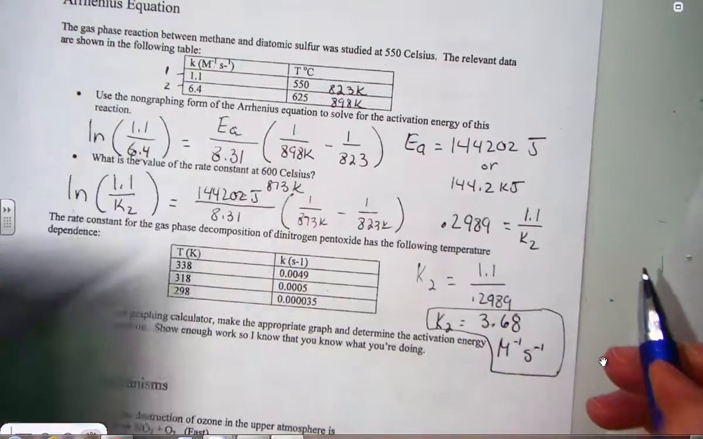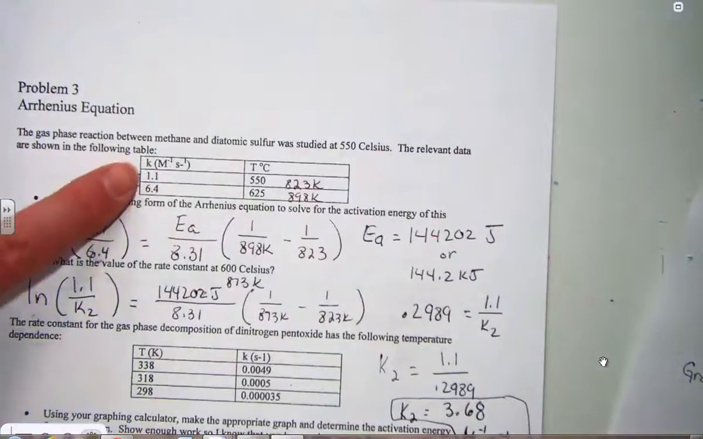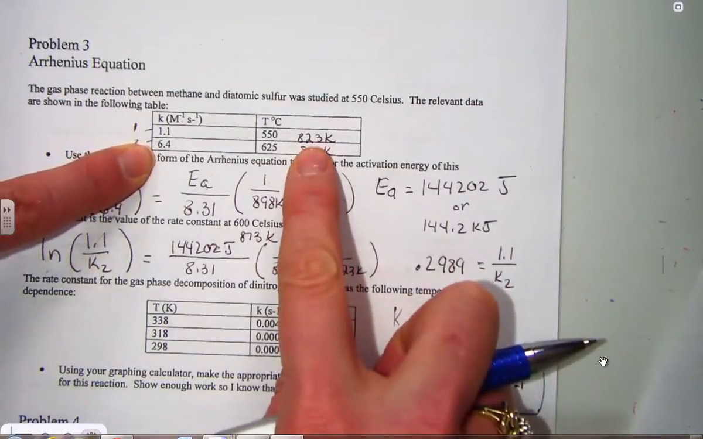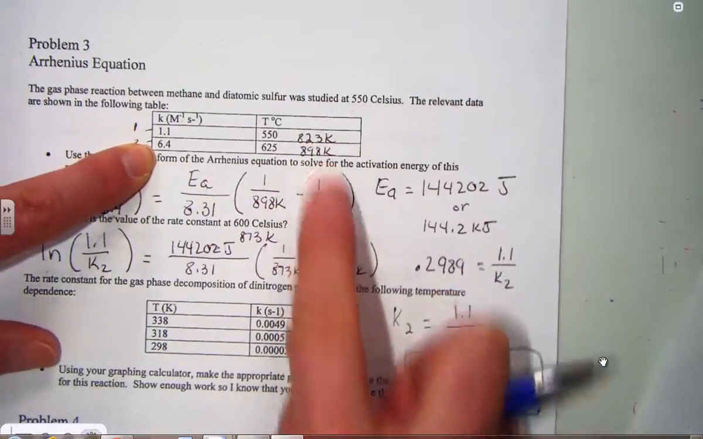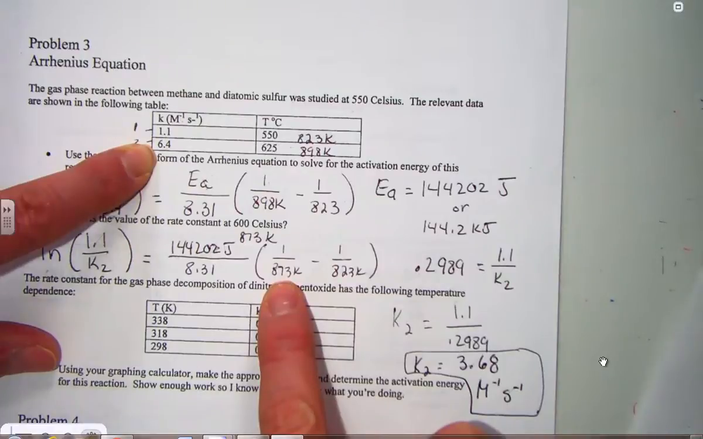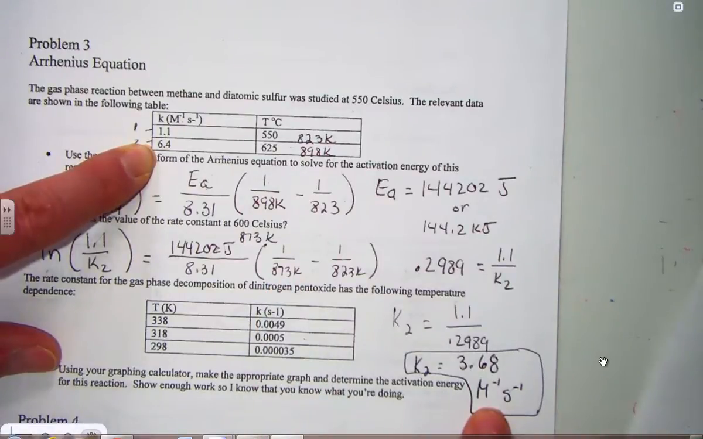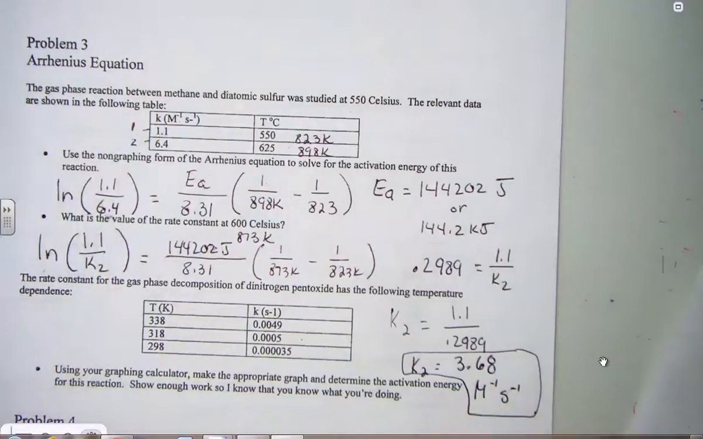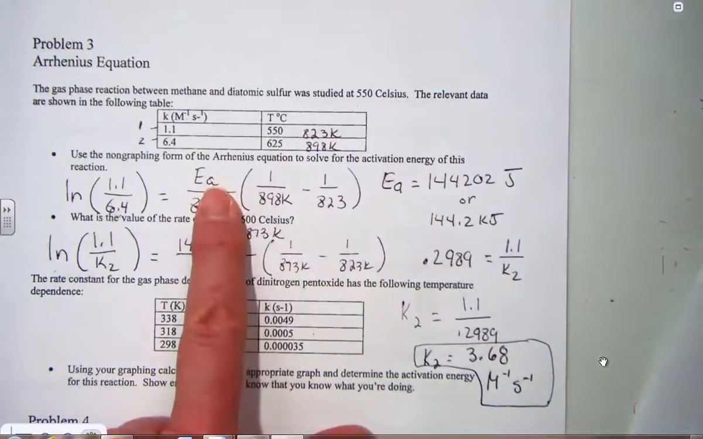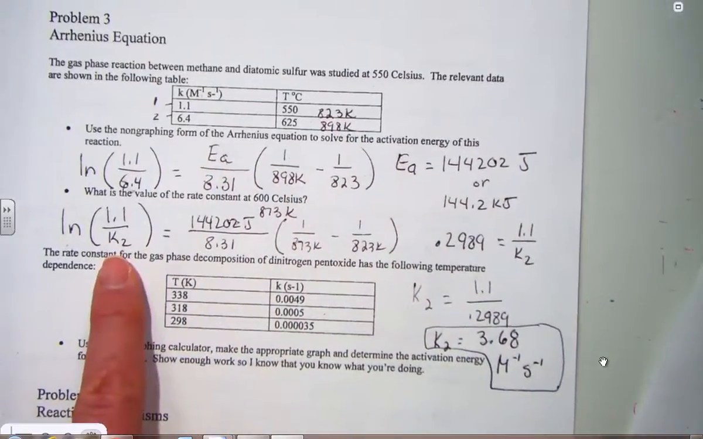Does that number make sense? It's a number that lies between 1.1 and 6.4, just as the temperature lied between 823 and 898. Our temperature was between those two values at 873. This number does indeed make sense. It's falling in the range that we were given. Pause the video if you need to practice that algebra. You need to be able to solve for EA, and you need to be able to pull out a rate constant.